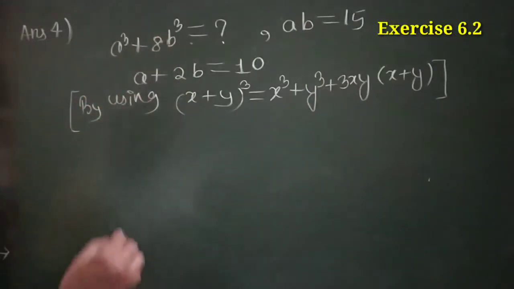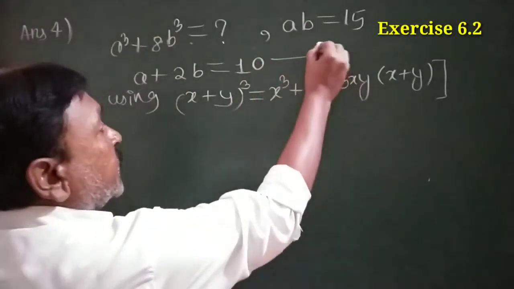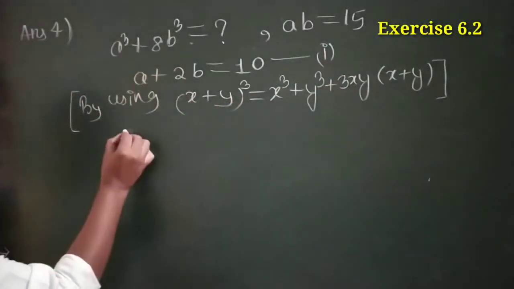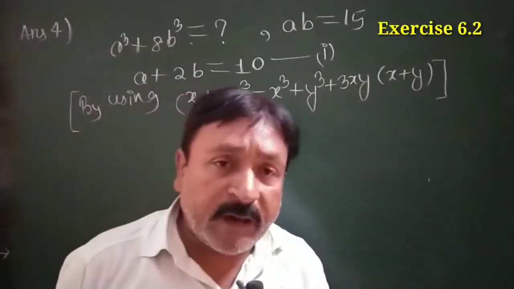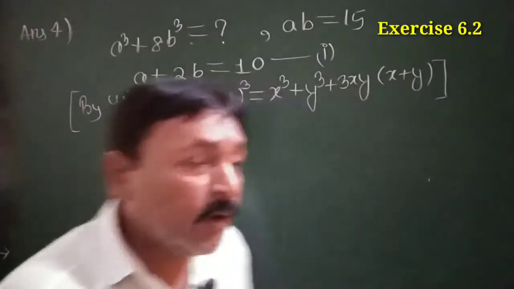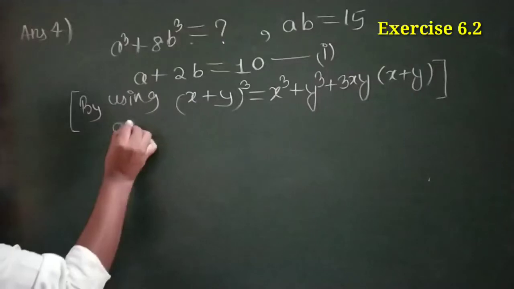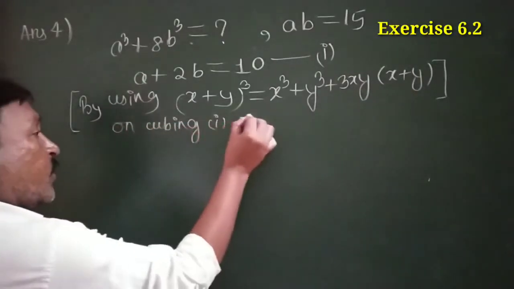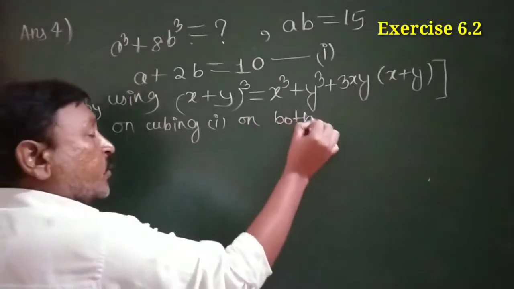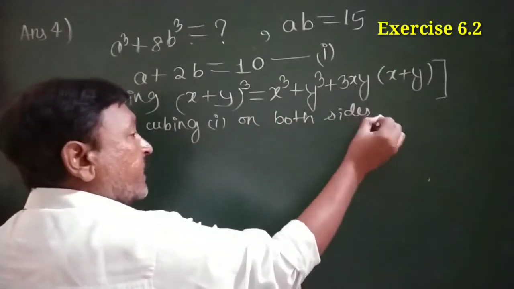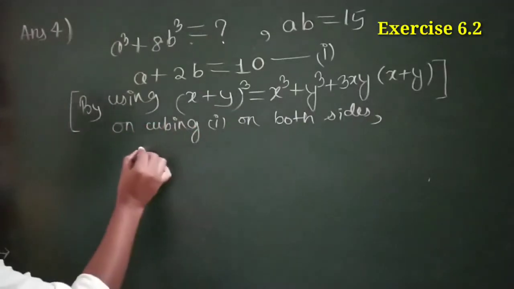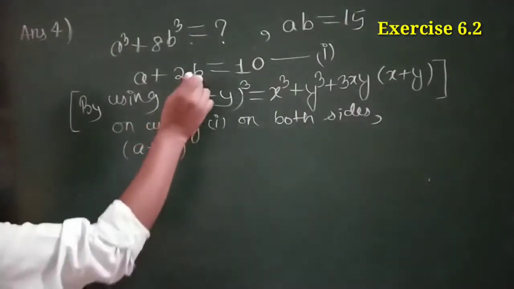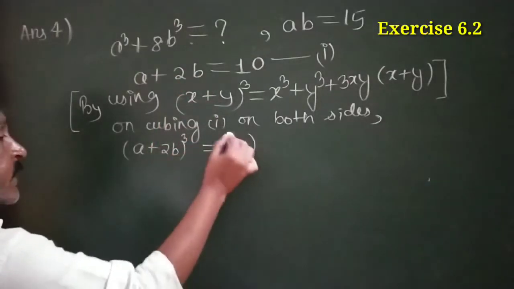Okay, so how to do it? Just give it question number 1. We need cube now, so just cube it on both sides. We had done squaring on both sides. In the same way we can do cubing on both sides. On cubing both sides, just do the cubing. It will become (a plus 2b) whole cube equal to 10 cube.